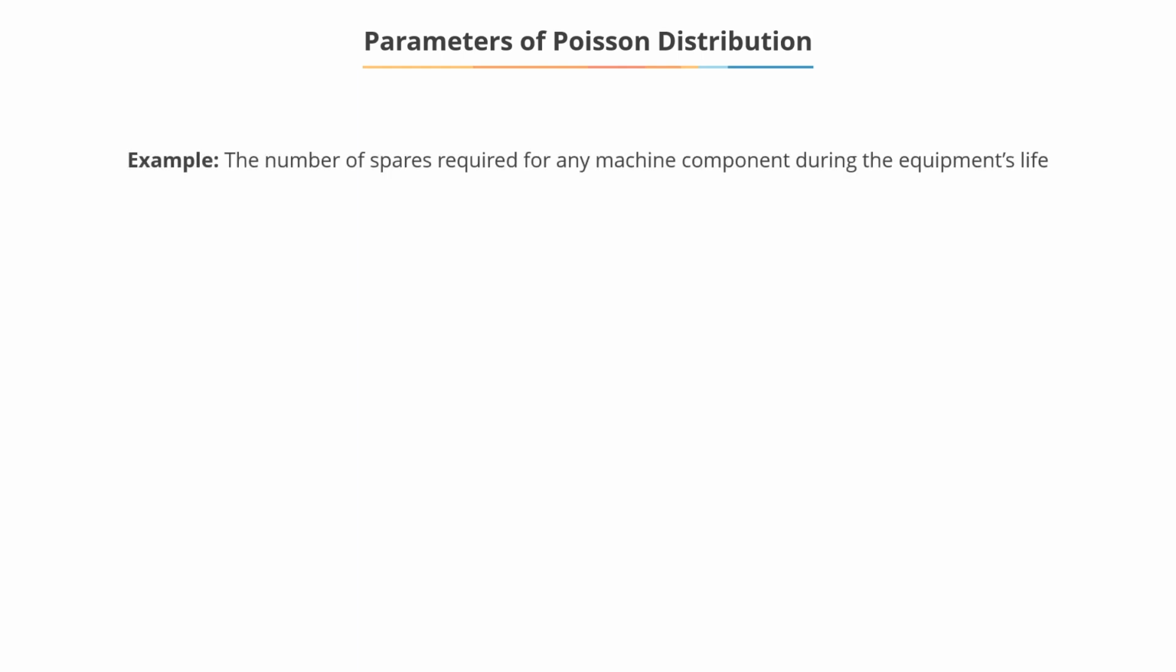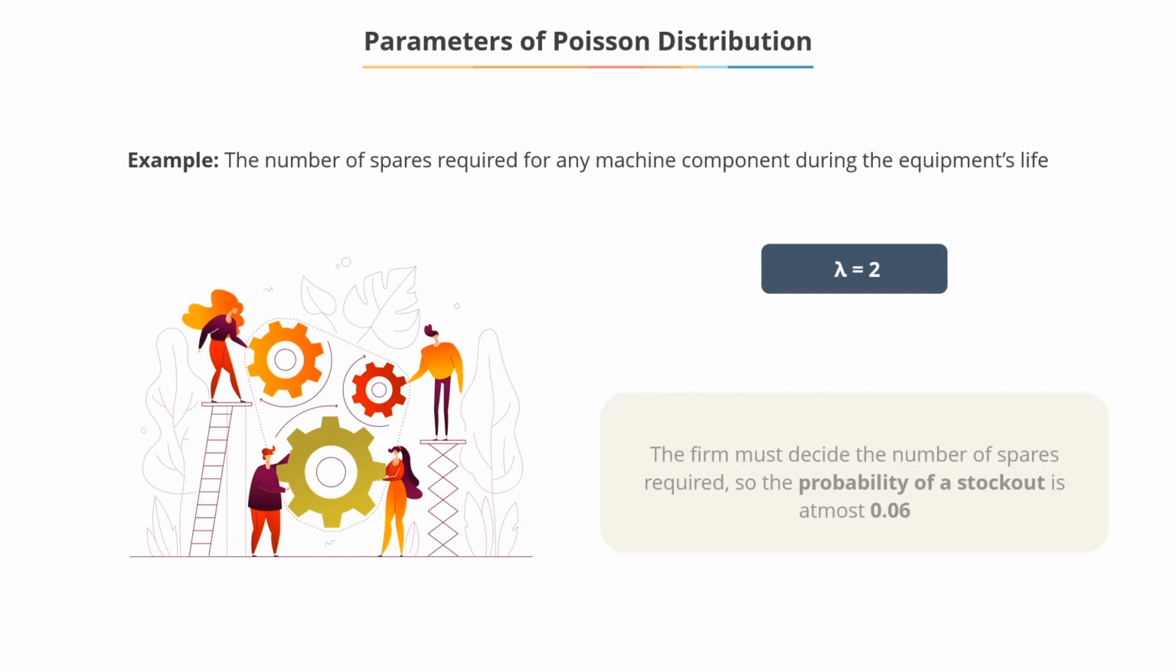The number of spares required for any component in a machine during the equipment's life follows a Poisson distribution with lambda equals 2. A firm that uses this machine must decide how many spares of this component are needed so that the probability of a stockout is at most 0.06. How do you determine this number?